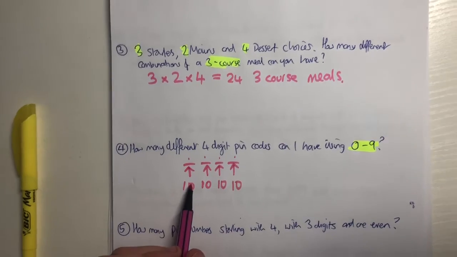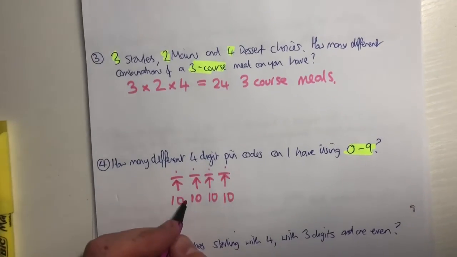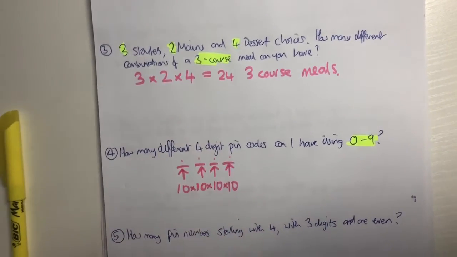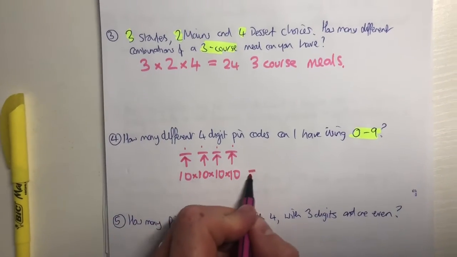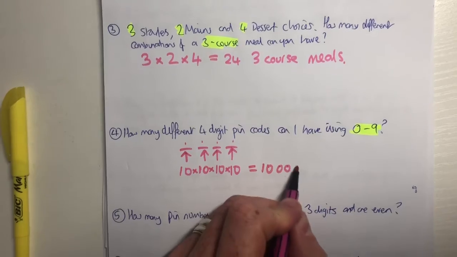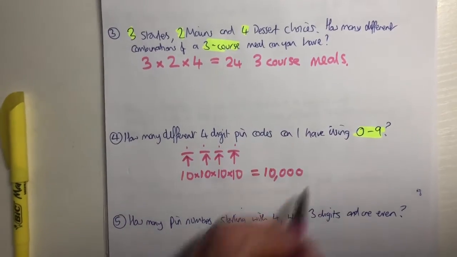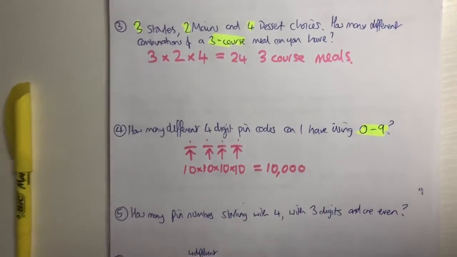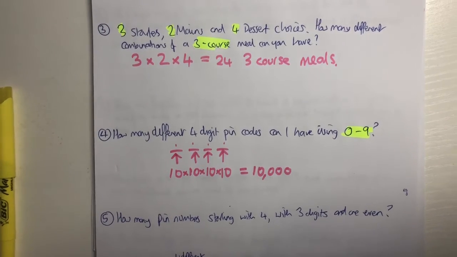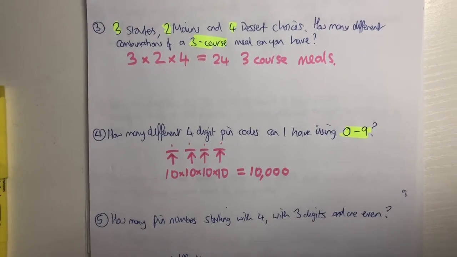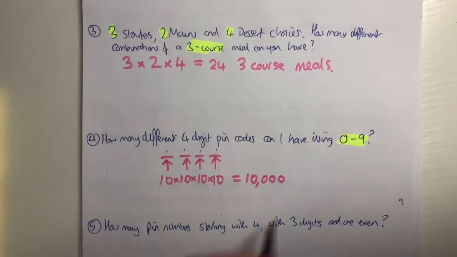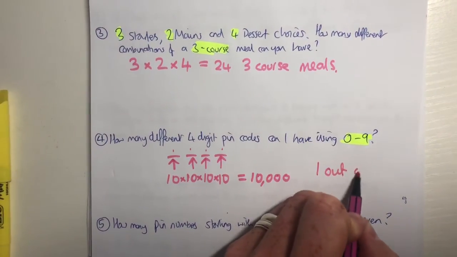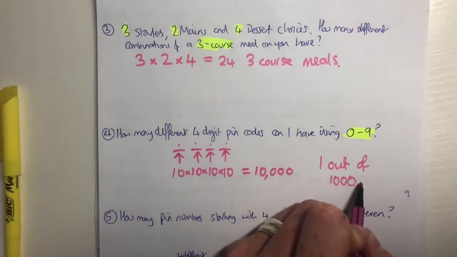Because it's the product rule, when you find the number of combinations of something, you times those together. So 10 times 10 is 100, times 10 is 1,000, times 10 is 10,000 different combinations. If you think in real life, when you have a 4-digit PIN number to get money out of the bank, or if you're going to buy something in the shop, your PIN number is one out of 10,000 different numbers that are possible.